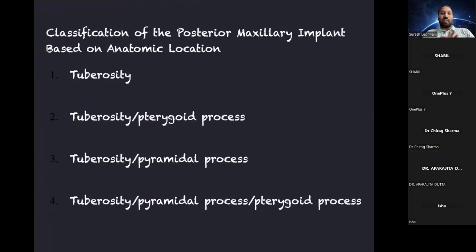The literature says that there are four types of pterygoid posterior maxillary implant. One is into the tuberosity, which is the most porous bone. Second is the tuberosity and the pterygoid process. Third, the tuberosity and the triangular process, which I told you is the pyramidal process of the palatine bone. And fourth is all three of them. So which one to choose?